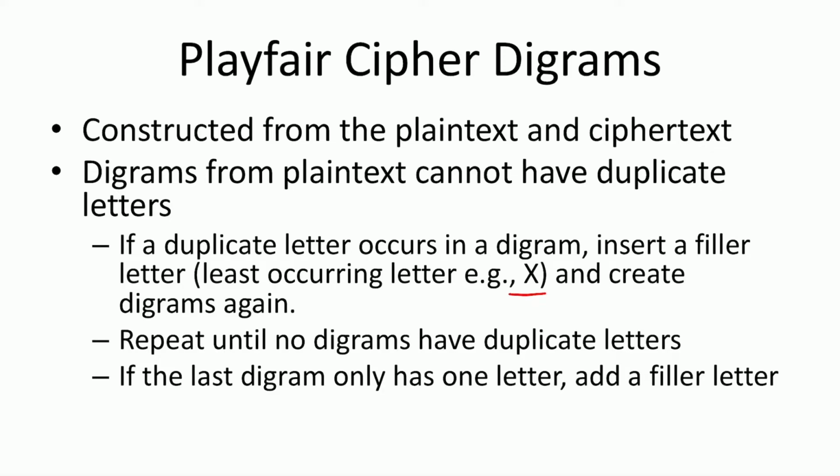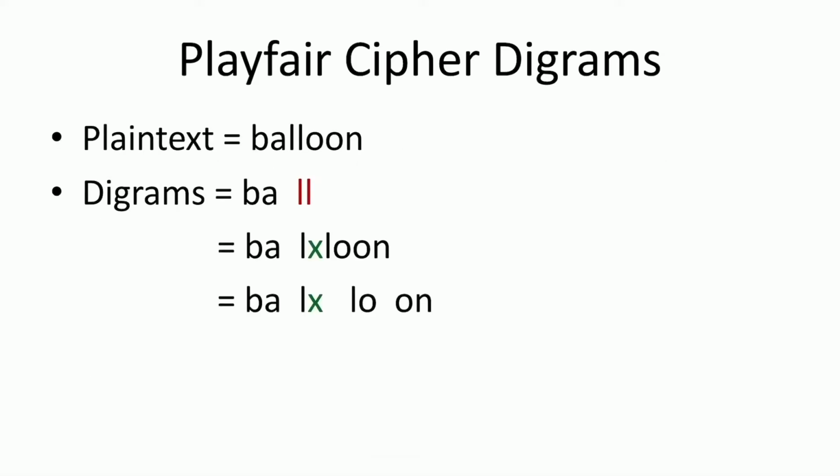Also, if the last digram only has 1 letter, to make it a pair, we need to add the filler letter. So we will insert X with it. Let's say the plain text to be encrypted is the word balloon. And you can see over here we have duplicate letters. So the resulting digrams are BA and then LL.